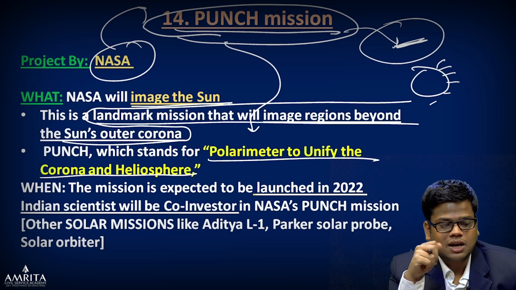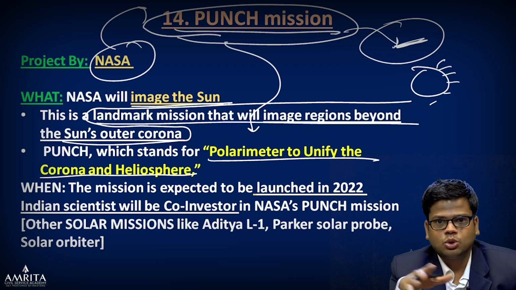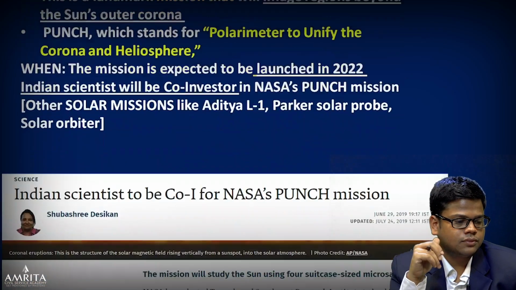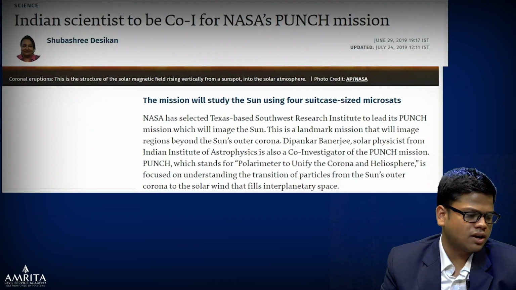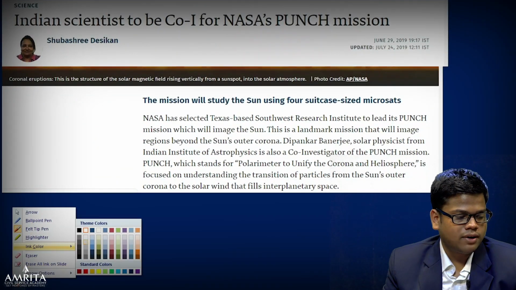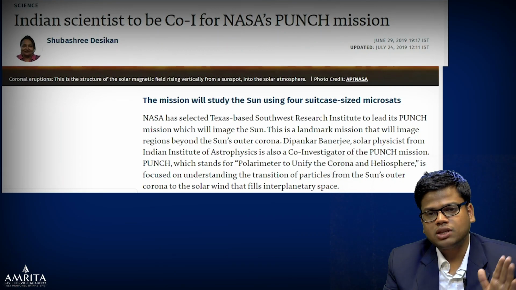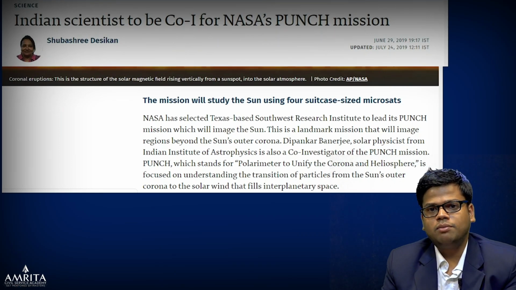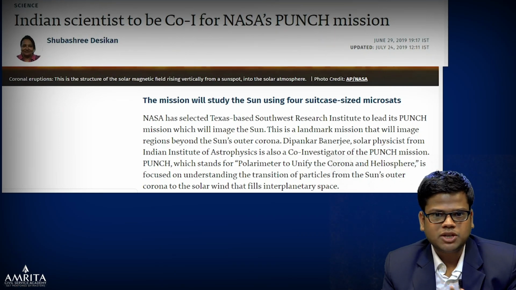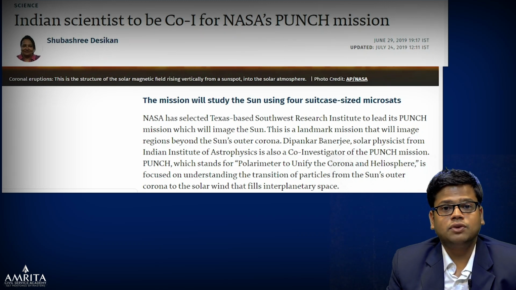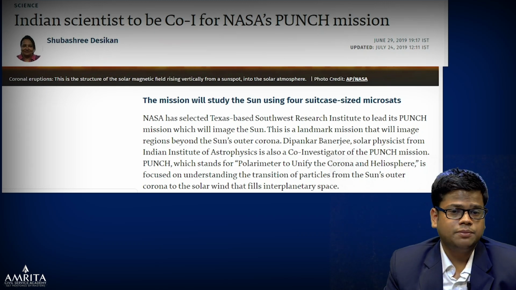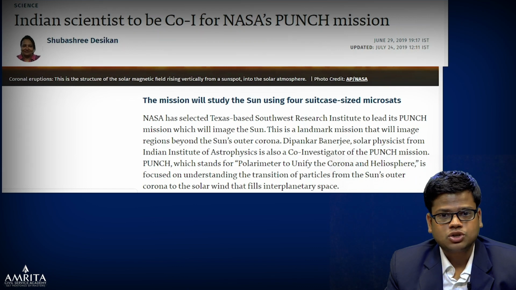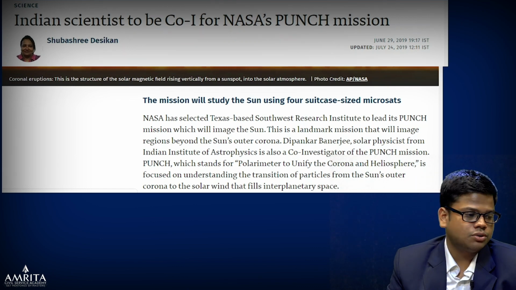Other solar missions, Aditya L1, Parker Solar, we'll slowly try to cover as we move along. This is only the third month we are covering. Still, we are trying to cover as much as possible, but over the period of 10 months, we'll try to cover the majority of the things. In fact, many of the current affairs from 2018 we'll also cover, so that if any question comes from that region, we'll not miss out.